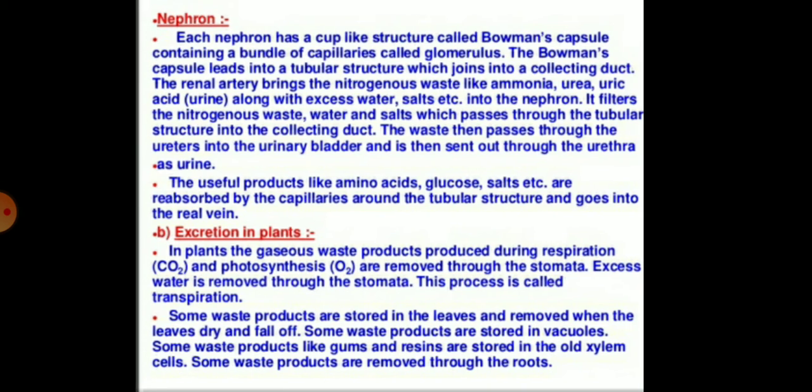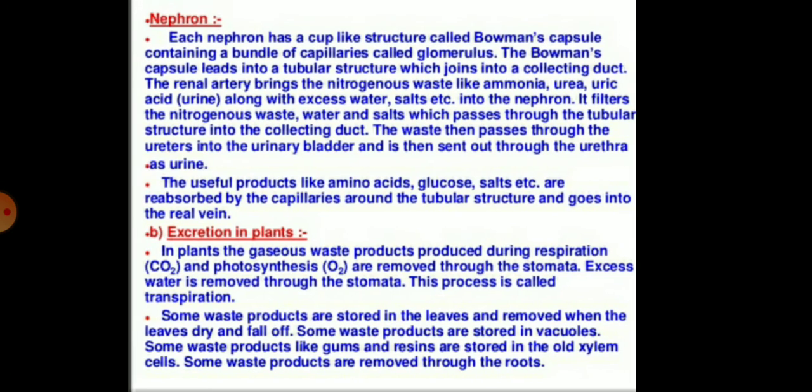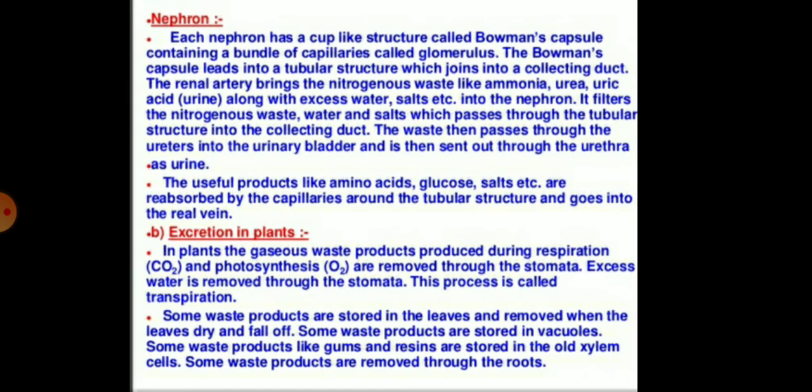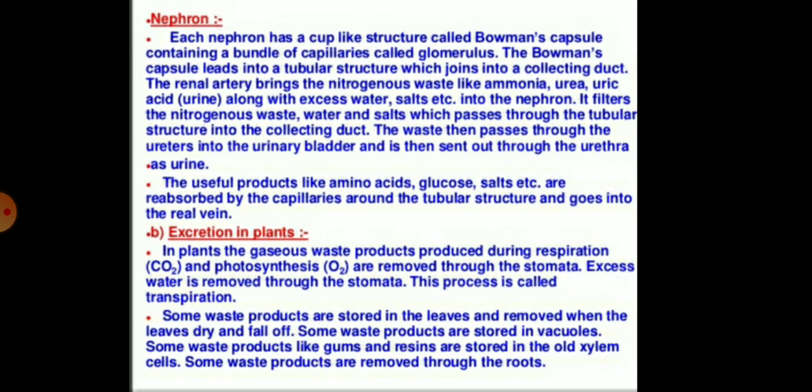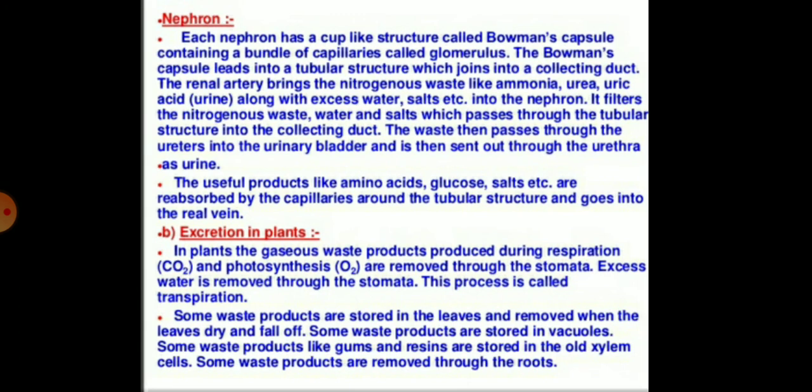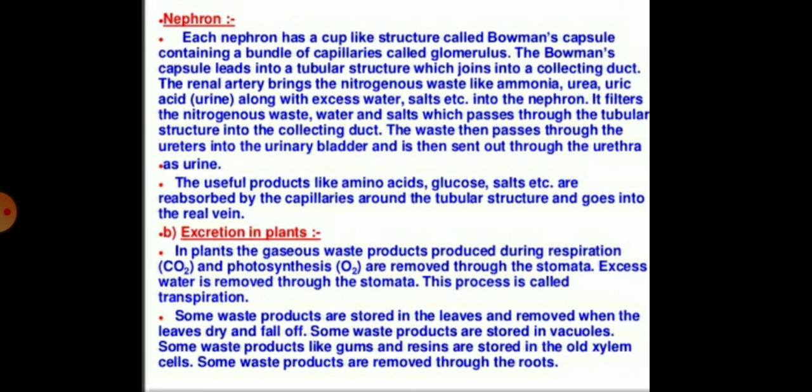The waste then passes through the ureters into the urinary bladder and is then sent out through the urethra as urine. The useful products like amino acids, glucose, and salts are reabsorbed by the capillaries around the tubular structure and go into the renal veins.